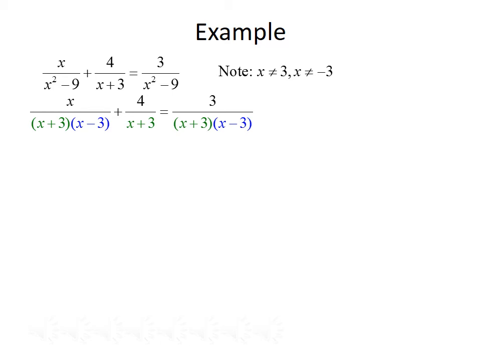So in order to find the least common multiple of the denominators, we'll factor them out. So this gives us x divided by x plus 3 times x minus 3 plus 4 divided by x plus 3 equals 3 divided by x plus 3 times x minus 3. And so our least common multiple will be x minus 3 times x plus 3. Let's multiply that by everything in the equation.